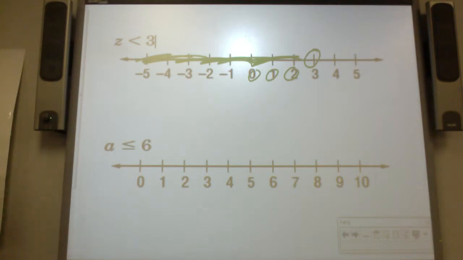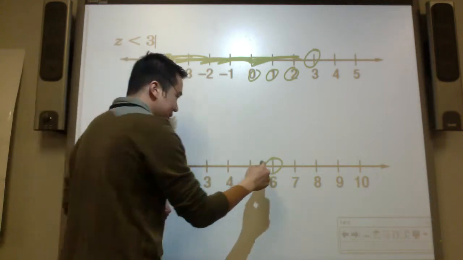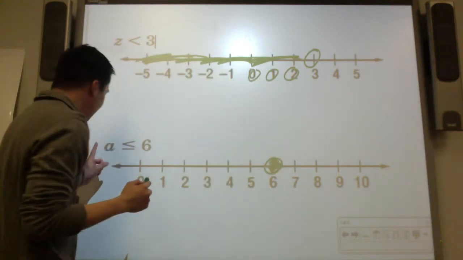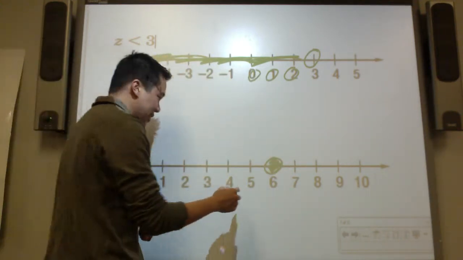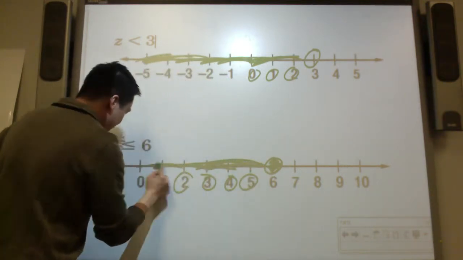Next one. Find 6. Open dot or closed dot? Closed dot because it has an equal to here. A number is less than 6. 5 is less than 6. 4 is less than 6. 3 is less than 6. 2 is less than 6. So I shade to the left-hand side.